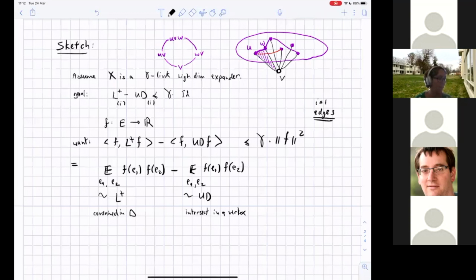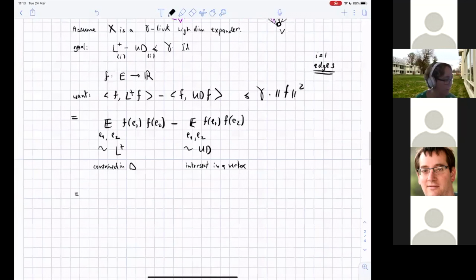Now we're going to use this coupling and look at these two expectations by first choosing V at random and then choosing E1 and E2. Notice that in both cases we can do it. In the second case they intersect in a vertex, so we can first choose this vertex and then choose E1 and E2. And when they're contained in a triangle, in particular, they intersect in a vertex. So again, we can choose this vertex and then choose E1 and E2. So we write it like this.